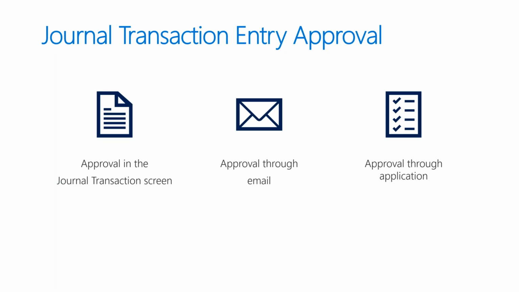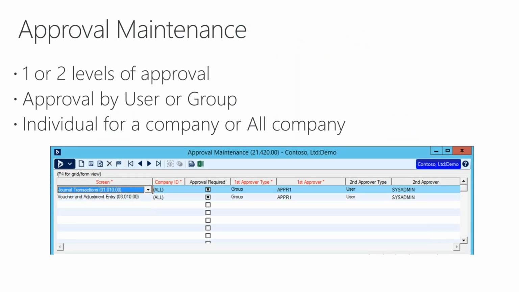So that's what we have here with CU4. Now, just to prove it's real, you can see that the approval screen is set up so that not only can you do it for voucher adjustment entries, you can also do it for journal transactions as well. And you have that same flexibility. Is it for all companies? It's different for each company. Is it a group that approves? Is it a user approves? You have that flexibility.